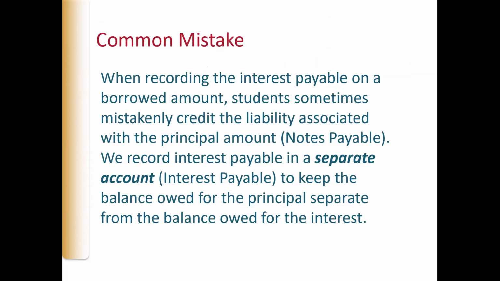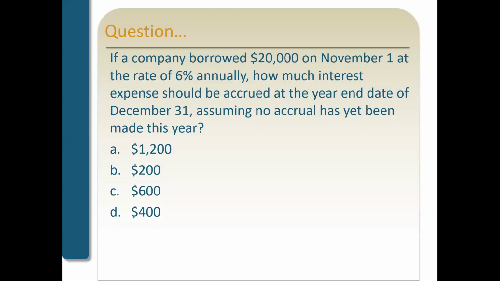When recording the interest payable on a borrowed amount, students sometimes mistakenly credit the liability associated with the principal amount, such as they want to take that interest and credit it to notes payable. But we don't do it that way. We record interest payable in a separate account called interest payable, because in that way we keep the balance owed for the principal separate from the balance owed for the interest.